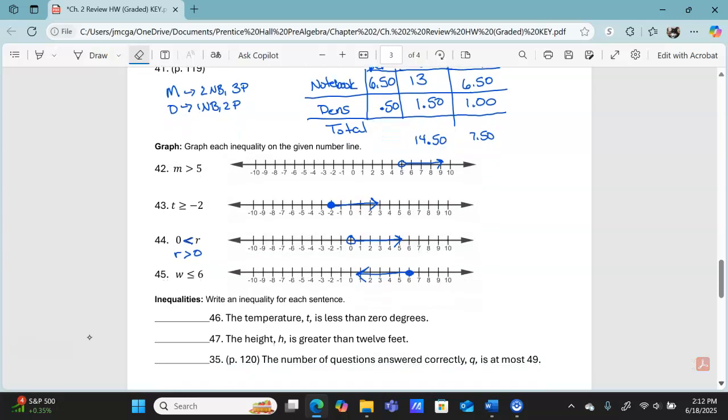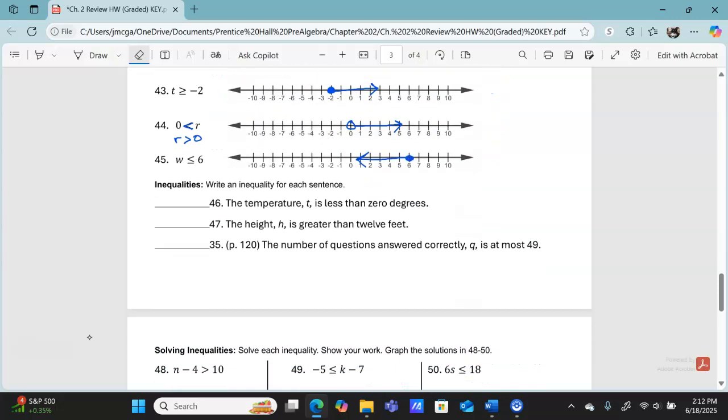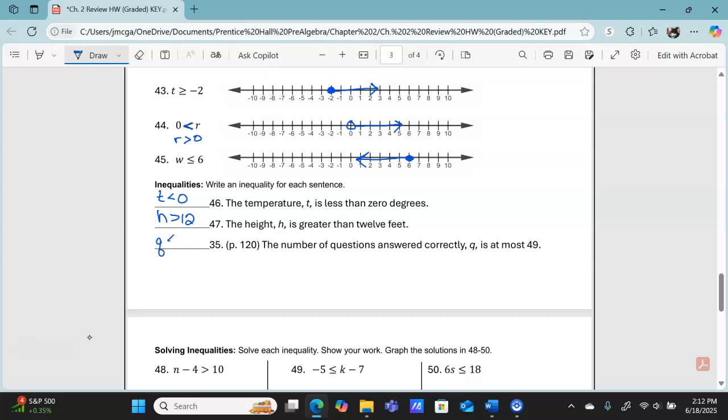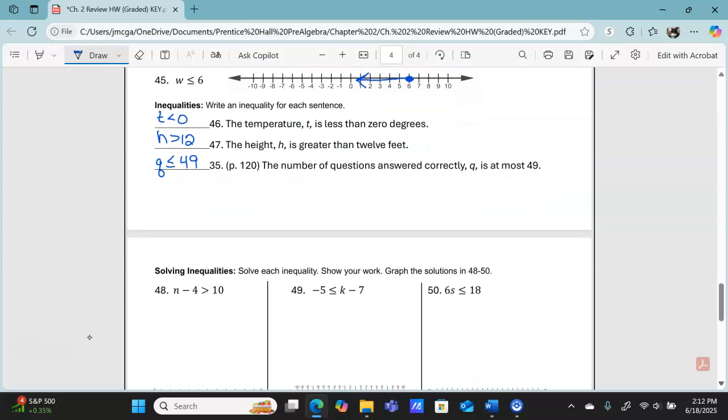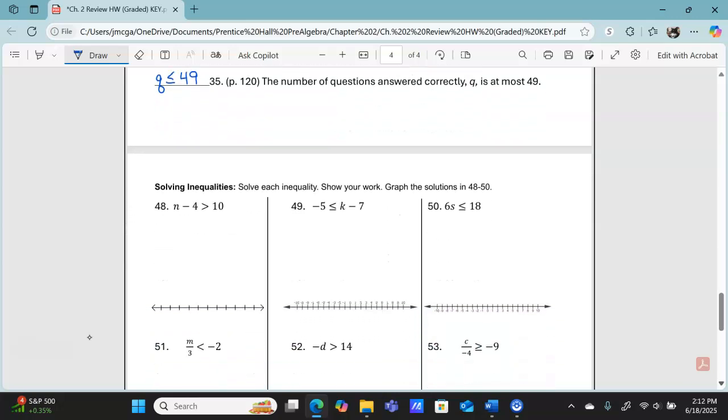Then write an inequality. The temperature T is less than 0 degrees. The height H is greater than 12 feet. And then one from page 120, the number of questions answered correctly Q is at most, so I'm going to use a less than or equal to 49, because at most uses less than or equal to, at least uses greater than or equal to.